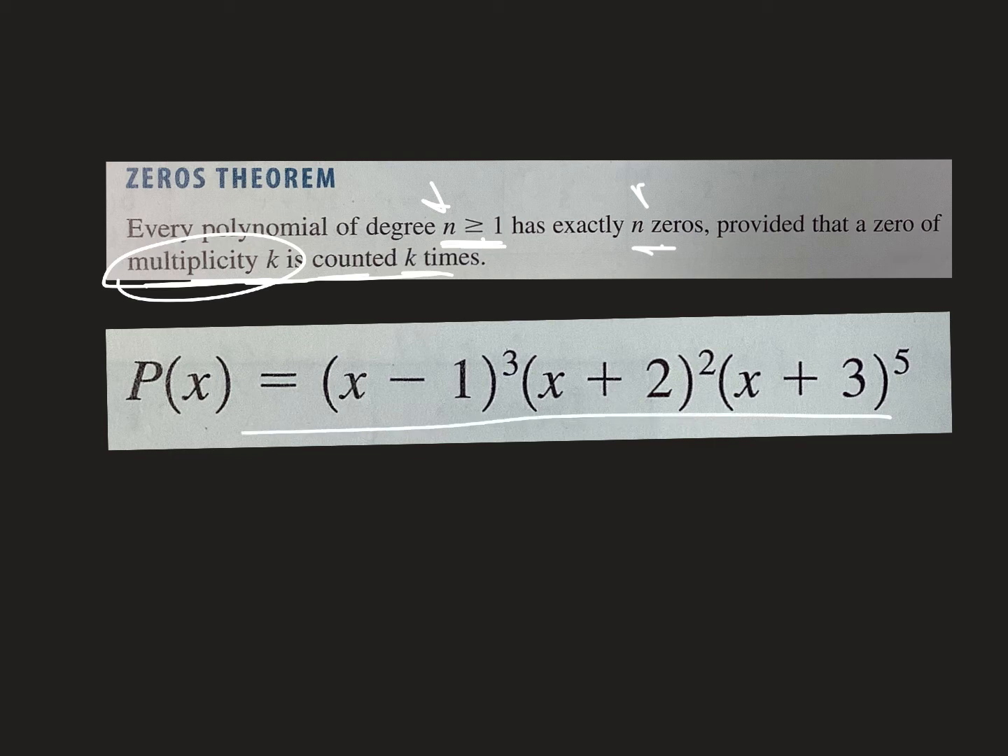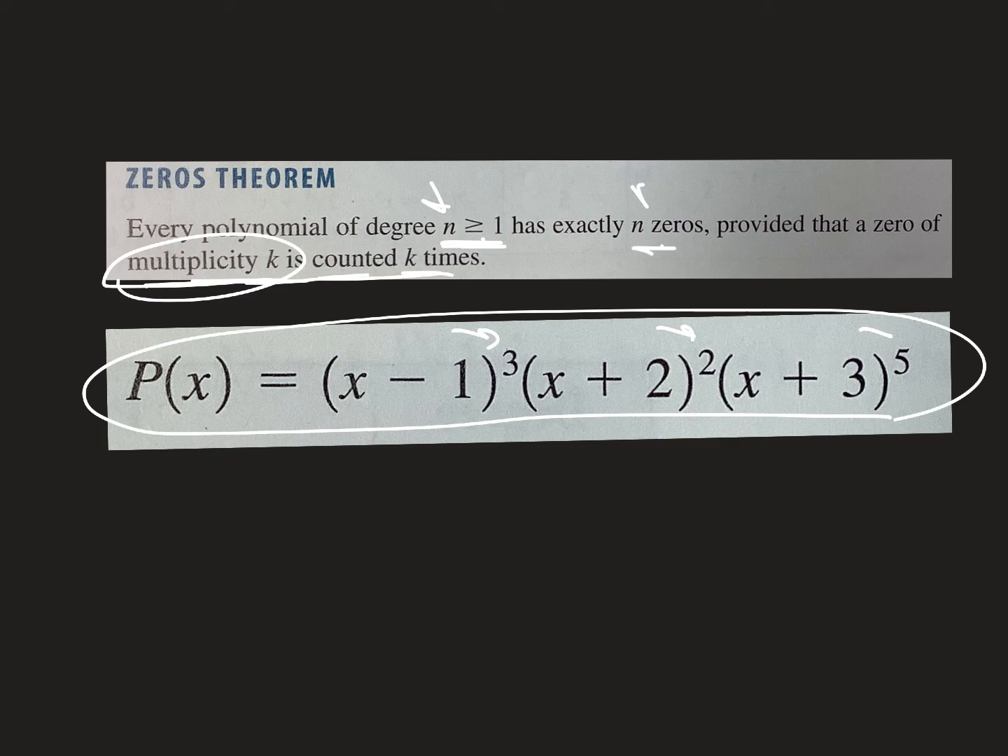I'll put an example down here. This one's already factored out for us. Looks really nice. Look at the exponents first of all. I got a 3, a 2, and a 5. If you add those up, that's 10. That means the degree is 10. The biggest exponent is 10. I should have 10 zeros. But if you notice, there's only 3.